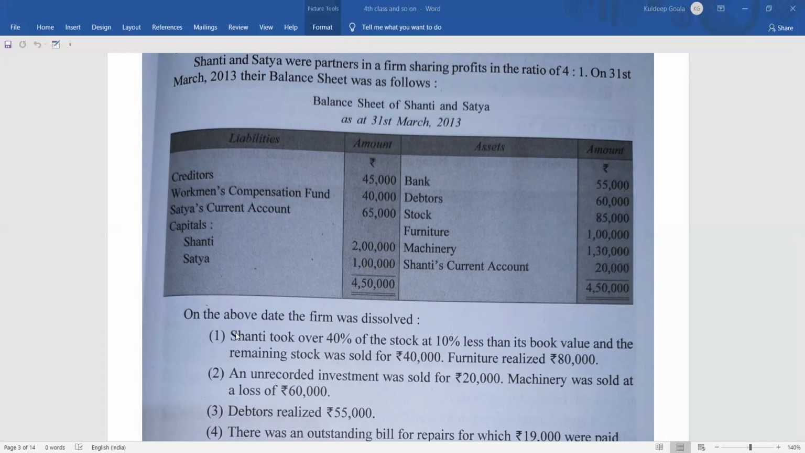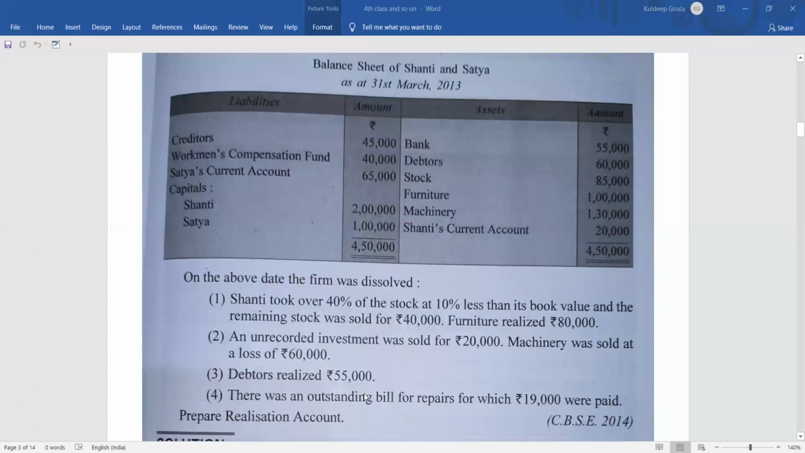Then what is given here: on the above date, the firm was dissolved. So I told you to just see the balance sheet properly, roughly see the adjustments, and quickly move to the transferring of assets and liabilities. Then thoroughly you can see the adjustments. So what is given here?